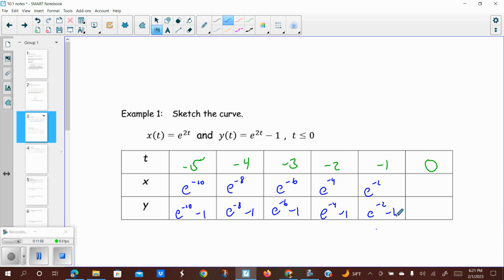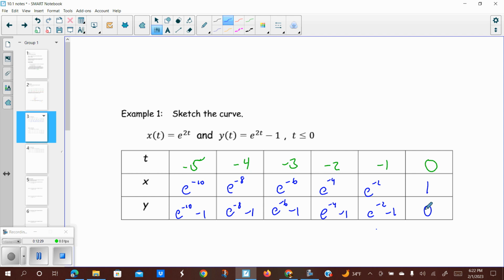The only one that actually gives us a nice one is if we plug in 0, you would get e to the 0, which of course is 1. And if you plug in 0 for the y, you would get e to the 0, which is 1, minus 1 is 0. That one's the only one that gives us a nice point. All the other ones are just horrible points to try and plot. But anyway, that's how you would get the values. Those would be your ordered pairs. So it would go in order from t equals -5 to 0. If you were trying to sketch it, you would make sure you follow that specific path, whatever those ordered pairs look like.